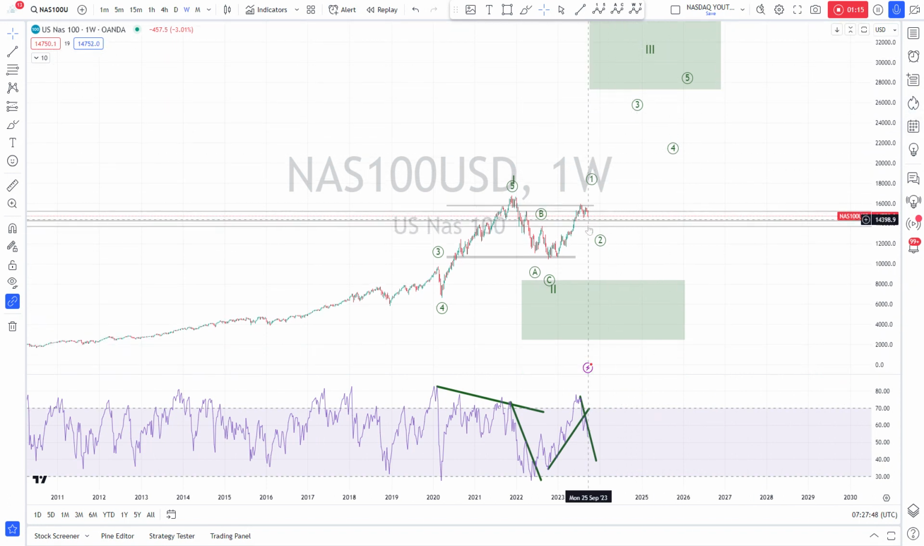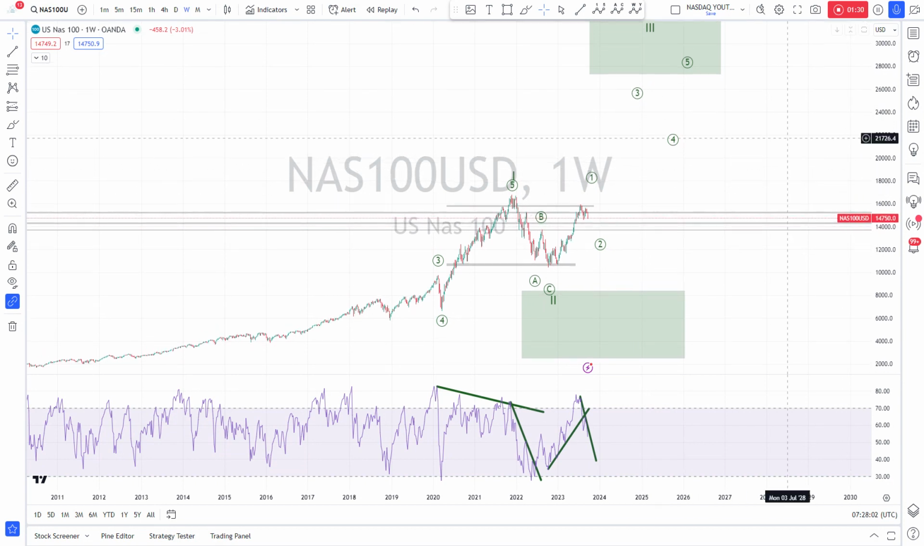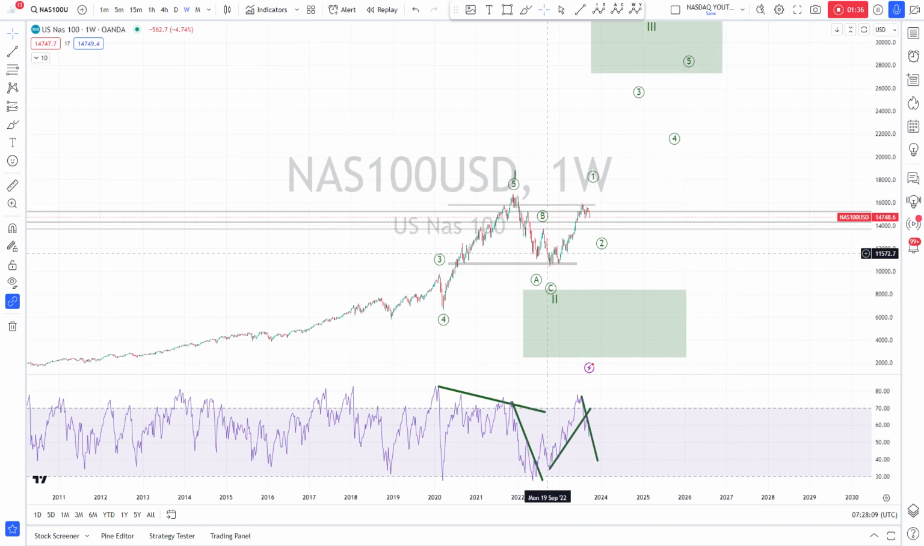Of course, this is not for next week. This can take months and years to play out. But it's a target where we could go to if the bullish scenario plays out.